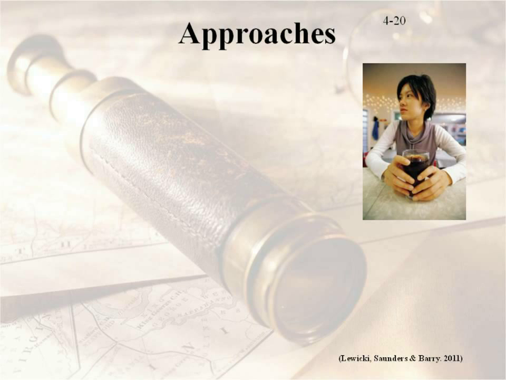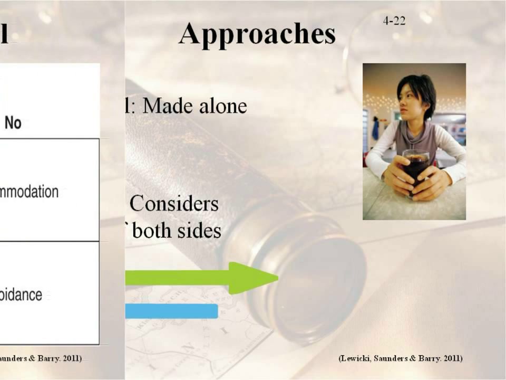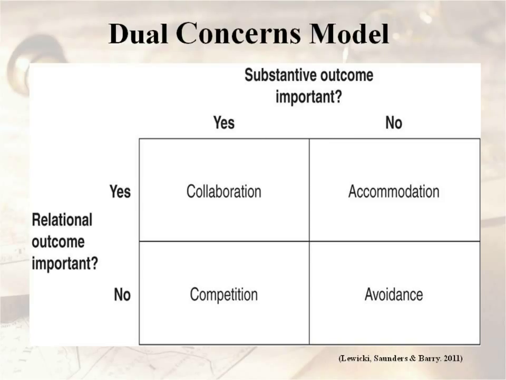There are two approaches. Unilateral, we do it by ourselves without active involvement of the other party, and bilateral, we consider the impact of both sides, and we consider the other strategy. I mean, while you're planning a strategy for a negotiation, you understand that whoever's on the other side of the table is also planning a strategy. Again, the dual concerns model comes up, and there are four things that happen here.